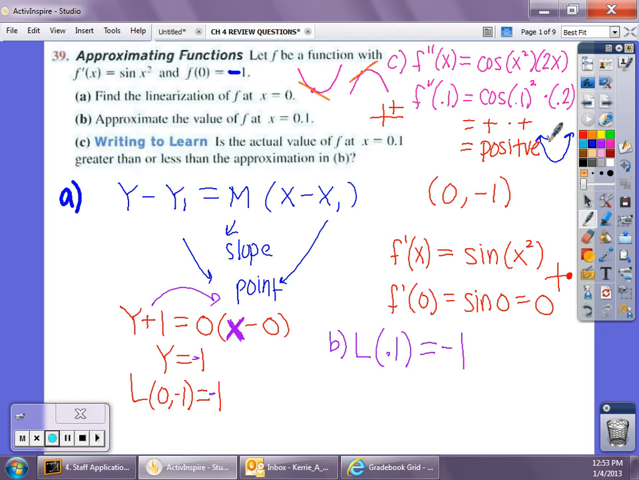And if we're concave up, and my tangent line is in orange, my real actual value, blue, is greater than my tangent line in orange, and we know that because the function is concave up at 0.1. All right, so that's linearization.